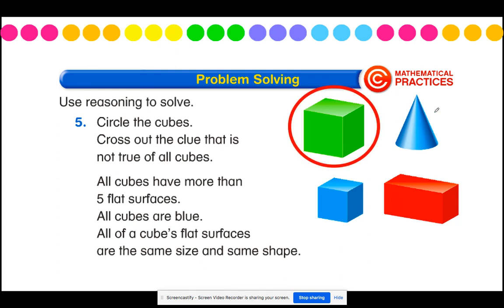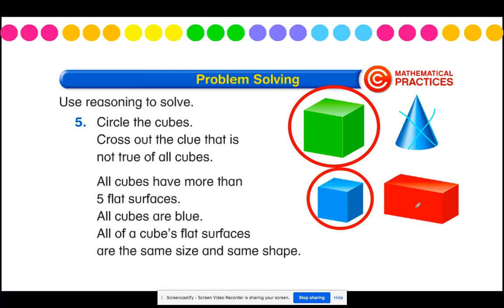Let's hop over to this blue shape over here. Is this a cube? Shout out your answer. I hope that you said no, so we are not going to circle that one. Let's hop down here. Looking at this blue shape, is this a cube, boys and girls? Shout out your answer. I hope that you said yes.